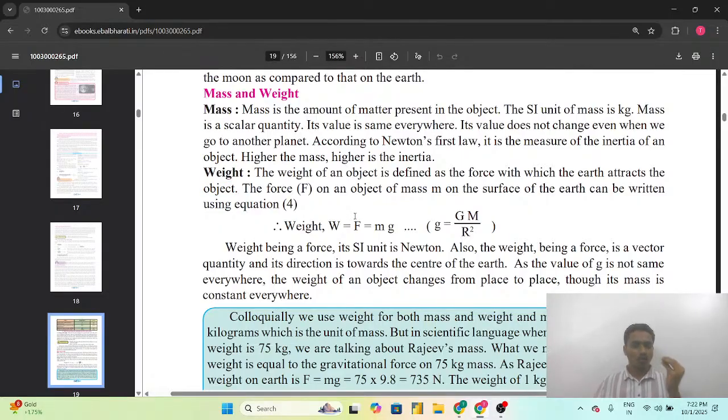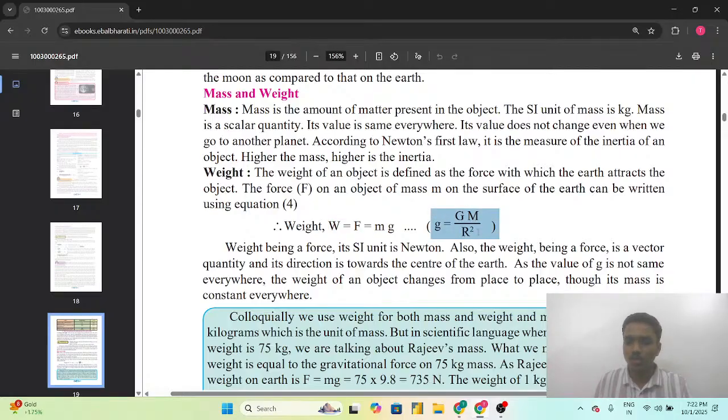वेट जो है वो ऑब्जेक्ट का डिफाइन होता है कि उसके ऊपर अर्थ कितना फोर्स एक्ट कर रही है. So the force F of an object of mass m on the surface of the earth can be written using the equation. So weight W is equal to F is equal to mg. That is, according to Newton's second law, F is equal to mass into acceleration. But here we are going to consider the acceleration as acceleration due to gravity. That means that weight will be mg.